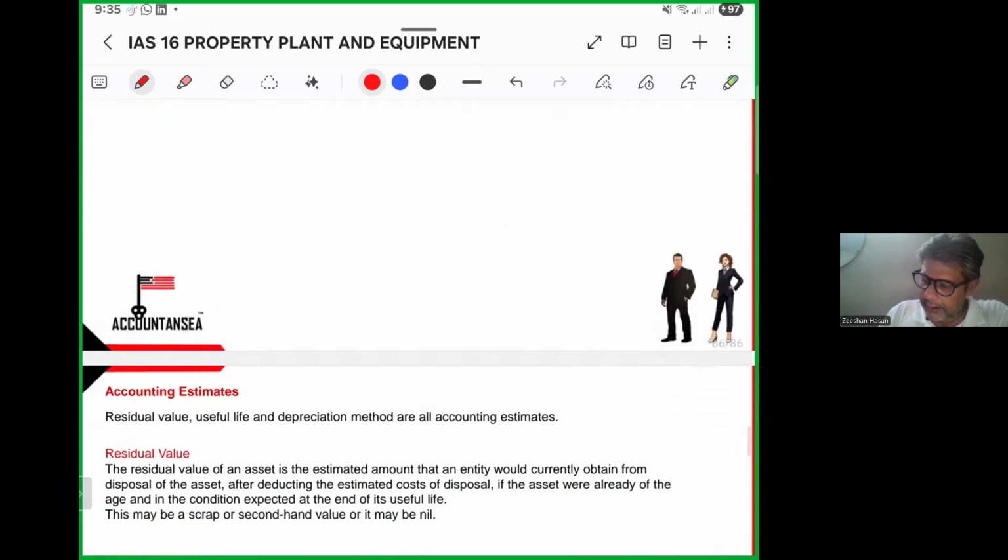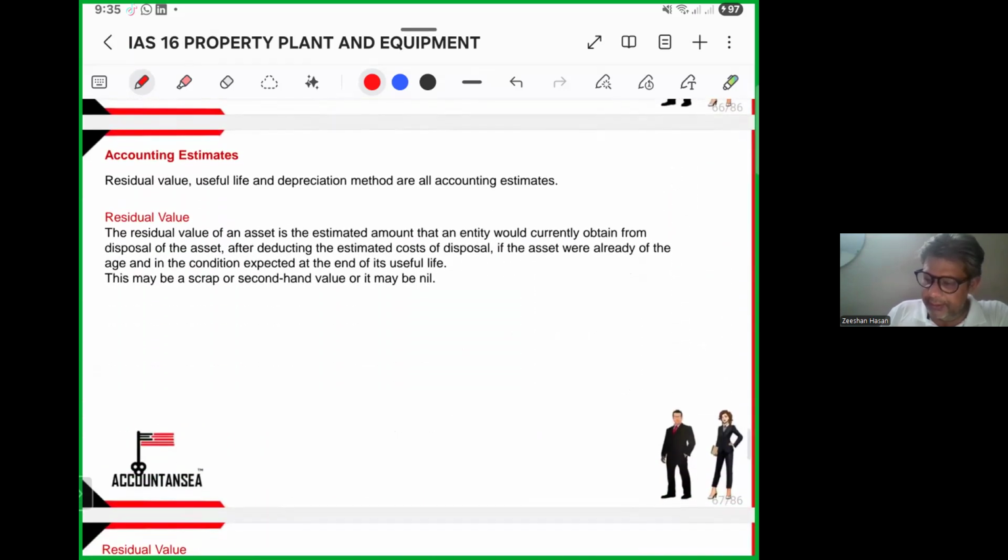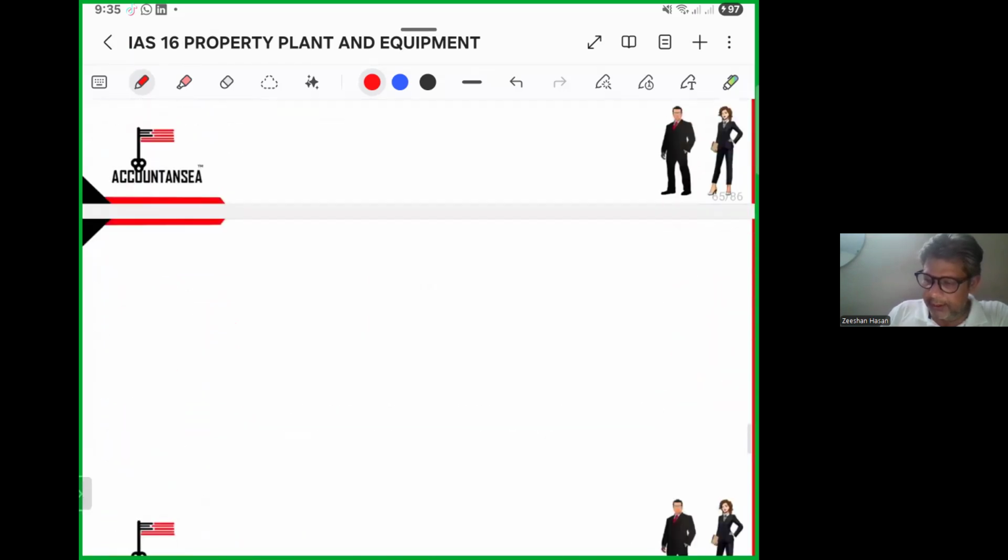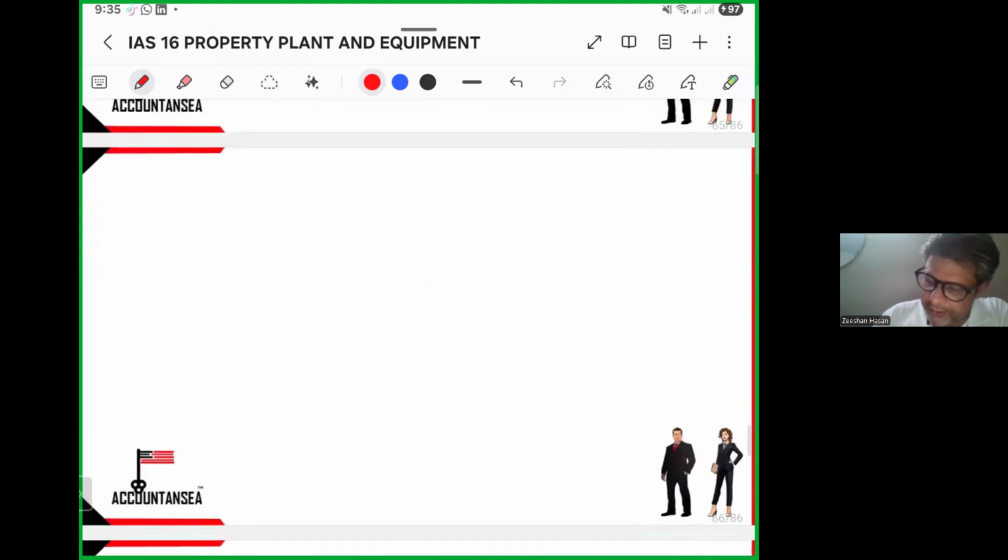Now, accounting estimates. As far as the depreciation methods are concerned, we have the straight line method.